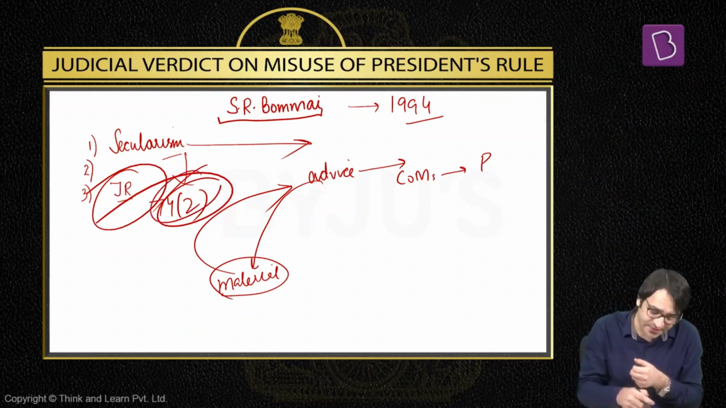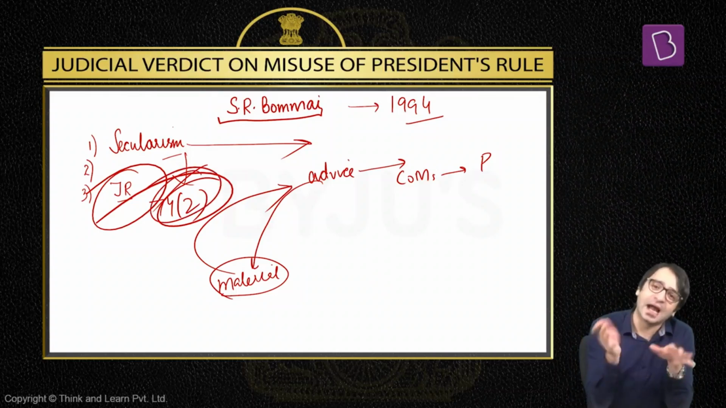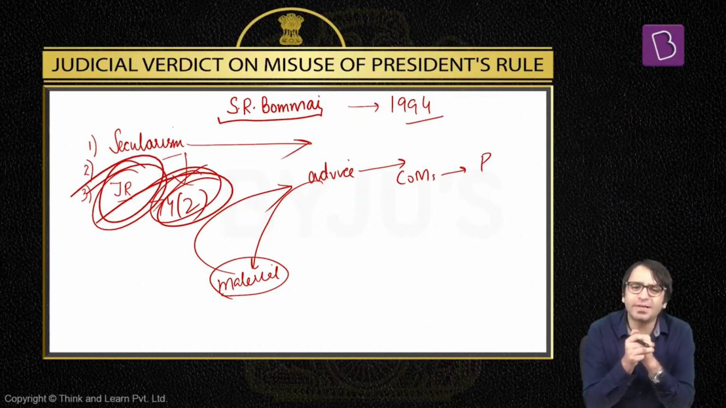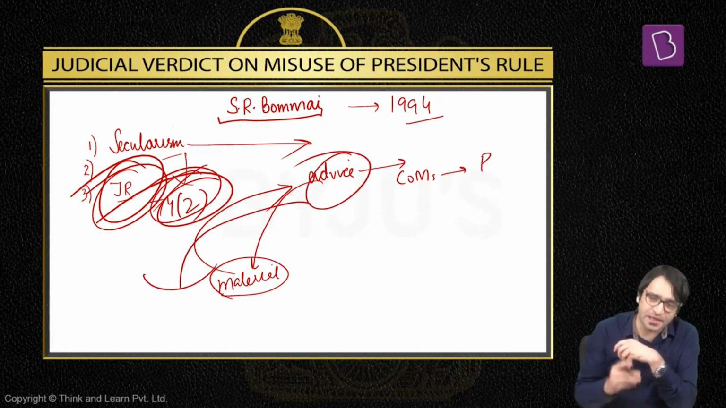Since there is Article 74, Clause 2, which means the judiciary cannot get into this advice, then how will the judiciary conduct judicial review? The court said no. We will not get into the advice, specific advice tendered by Council of Ministers to the President. We will get into the material on the basis of which the advice was given. So this advice was given based on the Governor's report. We will get into the Governor's report.